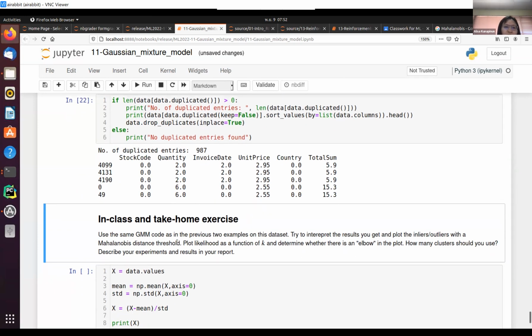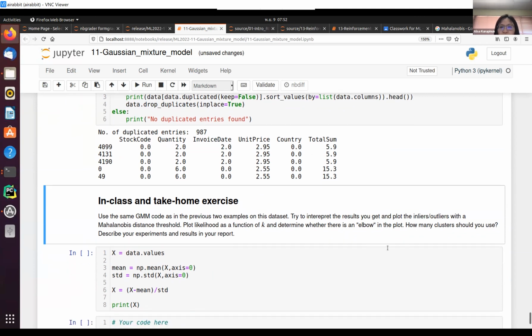Then in the exercise for the third example, we try to make the GMM code on the data set. Try to interpret the result, plot inliers or outliers and the Mahalanobis distance threshold, and plot the likelihood function of K. Determine whether there is an elbow in the plot, so check how many clusters you should use.